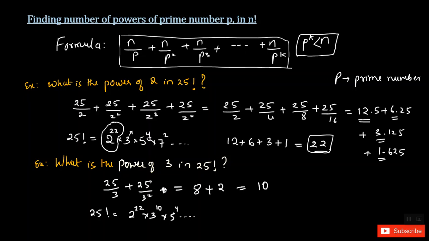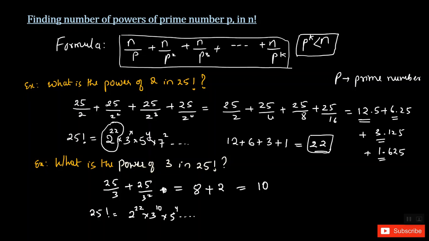In the same way, you may also expect to be asked the power of a non-prime number in a given factorial. It is not necessary that the question relates only to prime numbers. They may also ask you the power of a non-prime in a given factorial. Let's say, what is the power of 50 in 25 factorial, because 50 is not a prime number, right? So how do we solve it?